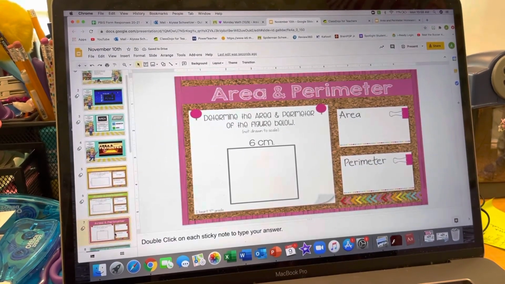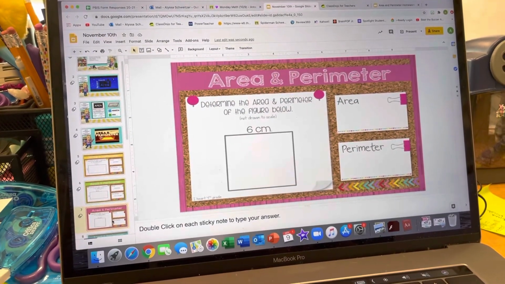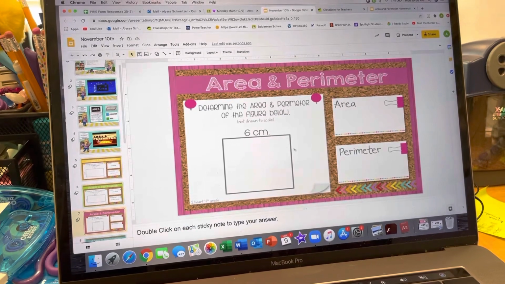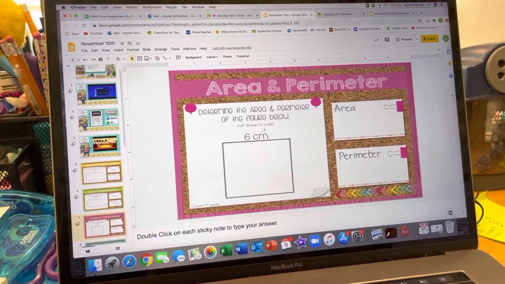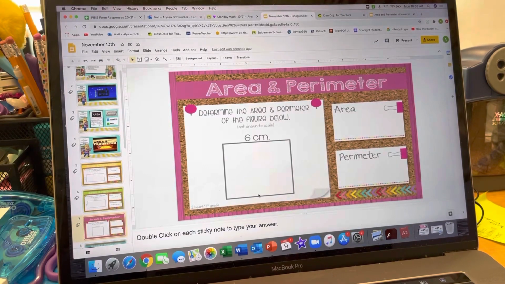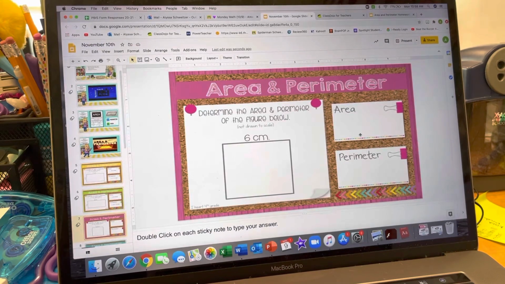Now this last one's a little bit trickier because this last one is a square. And we should know that in squares, all of the sides are the same. So it only tells us this top is 6 centimeters, but really each one of these sides is 6 centimeters because squares have all sides that are the same.